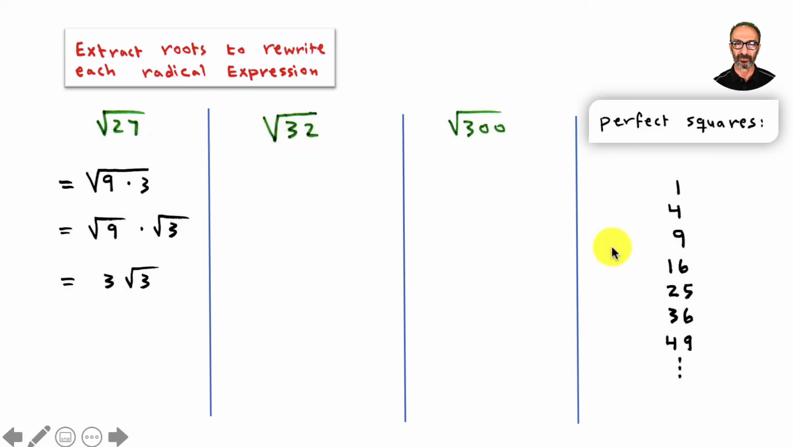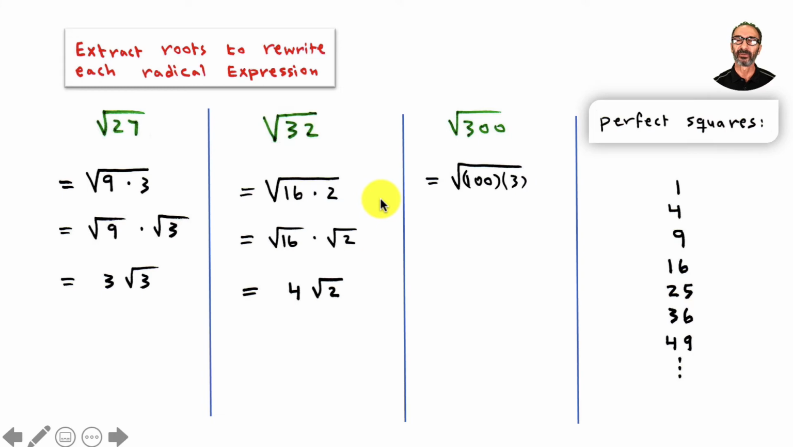Now 32 doesn't have 9s. How about 16? 16 times 2. One more time, same style. Break it down, finish it, and you're done. 300, you're going to go like 2 times 150 and so on and so on. That's not going to help much. How about all the way? 100 times 3, because 100 is a perfect square. So you break it down, and that gives you 10 square root of 3.